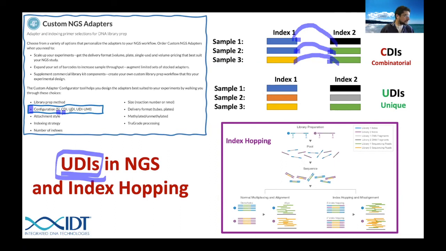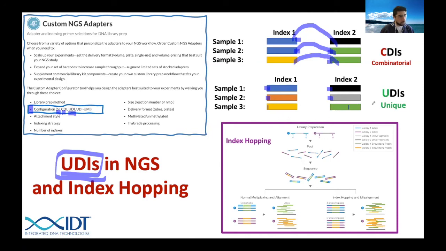The other configuration is UDI. If you look at the schematic that I drew, it's quite simple. Both index 1 and index 2 are unique to the sample. So sample 1 will have blue and black, but neither blue nor black is repeated anywhere in the possible combinations of the adapters. Sample 2 is orange and gray, and sample 3 is yellow and green. You don't see green anywhere else, you don't see yellow anywhere else. Orange and gray, you don't see them anywhere else except in their own sample.